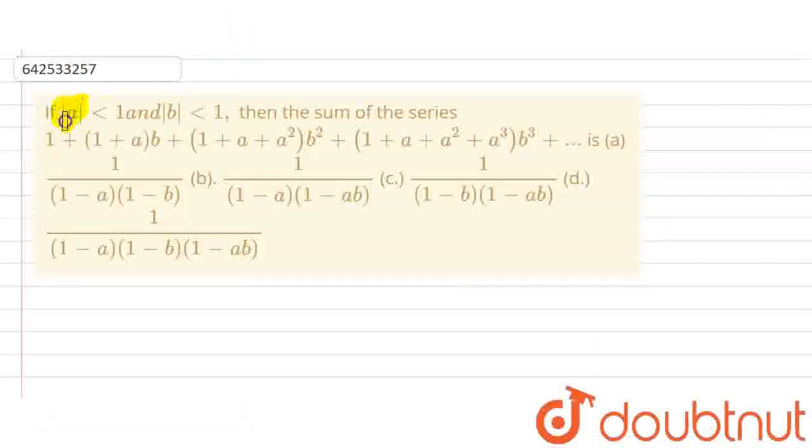Hello everyone, our question is: if |a| < 1 and |b| < 1, then we have to sum the series 1 + (1 + a)b + (1 + a + a^2)b^2 + (1 + a + a^2 + a^3)b^3 up to infinity. We have to sum this series.